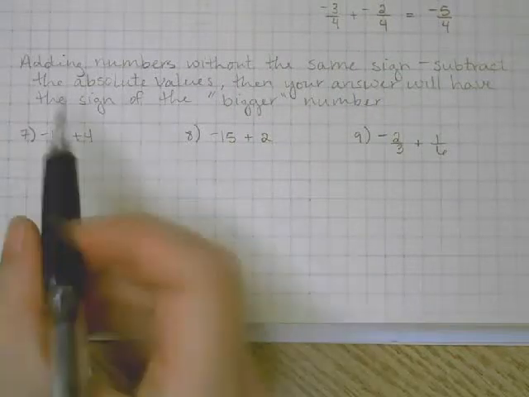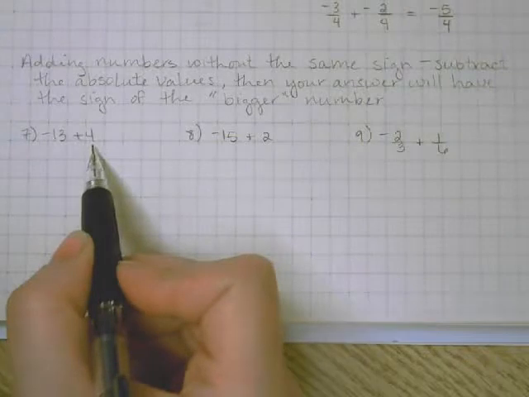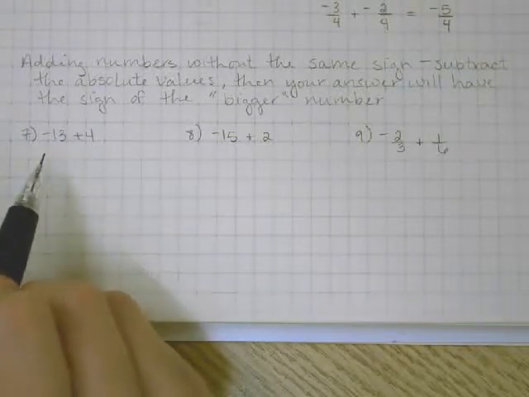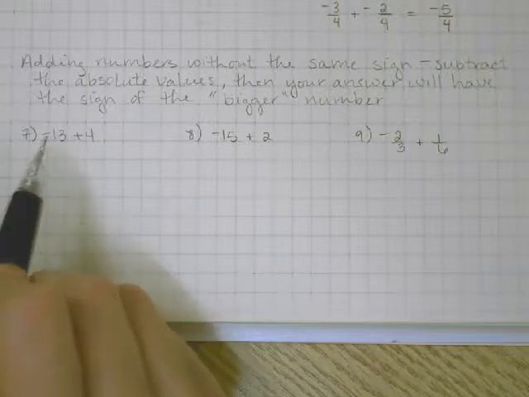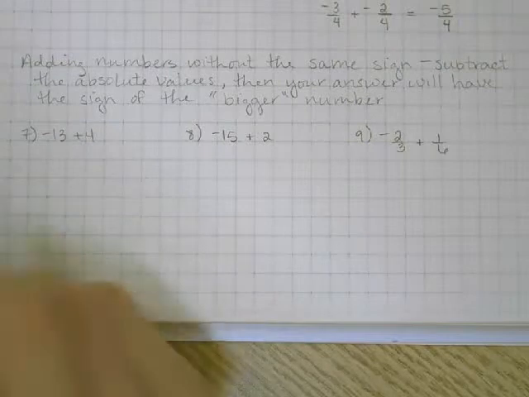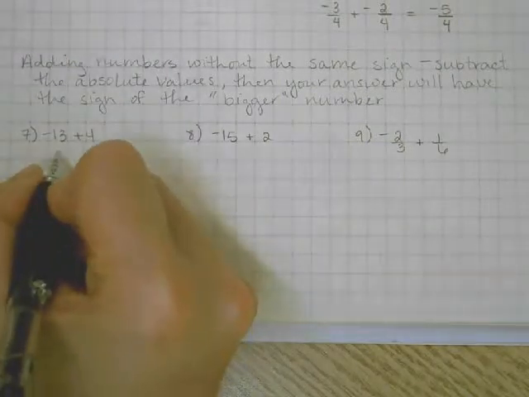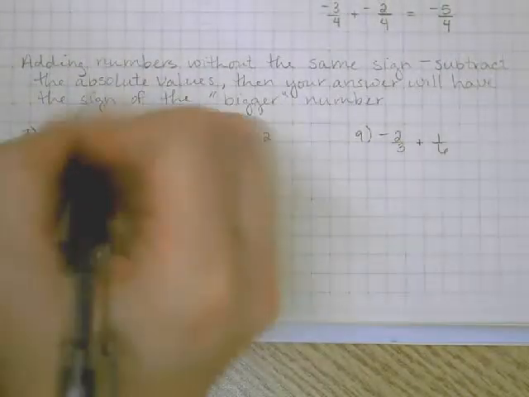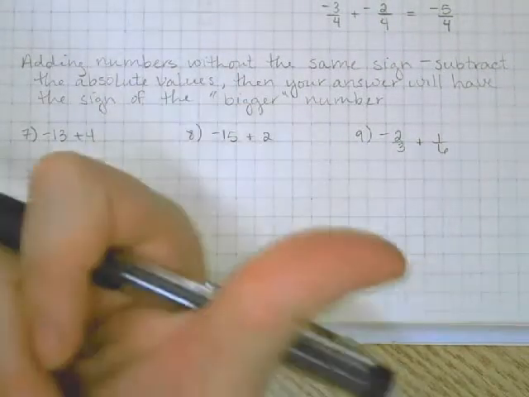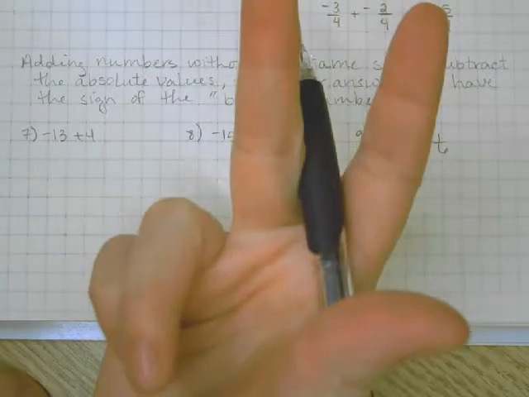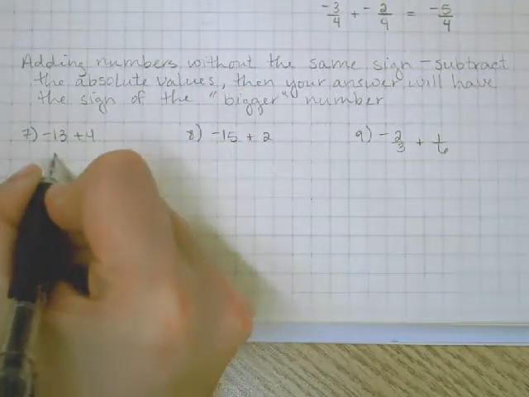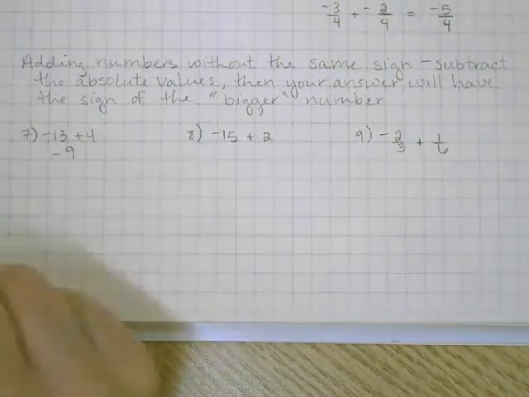So I have negative 13 and I have positive 4. I already know my answer is going to be negative because 13 is the bigger number, and it's negative. So 13 minus 4 is 9. So 13, 12, 11, 10, 9. And because 13 is the larger number, this is going to be a negative 9.